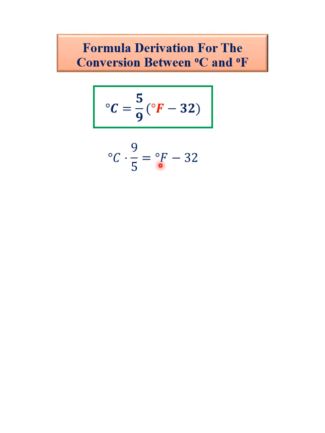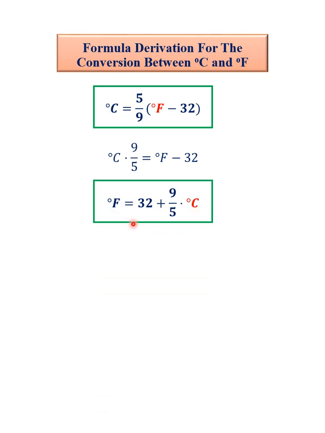To make F subject of the formula, we add 32 to both sides. So the 32 moves to the left-hand side, and we are going to have degree Fahrenheit equal to 32 plus 9/5 times degree Celsius. Now, this is the formula that converts your temperature in degree Celsius to its equivalent in degree Fahrenheit, and it's very important to take note of it as well.